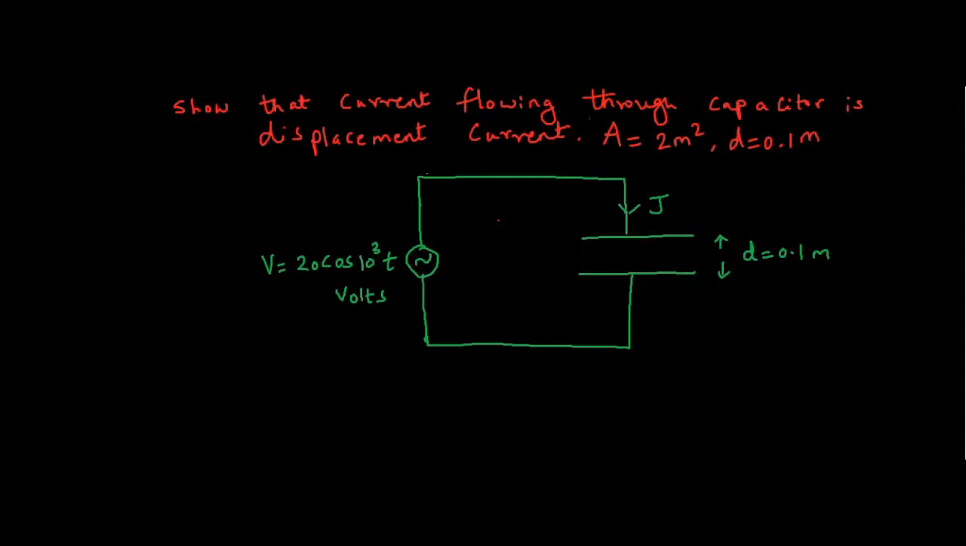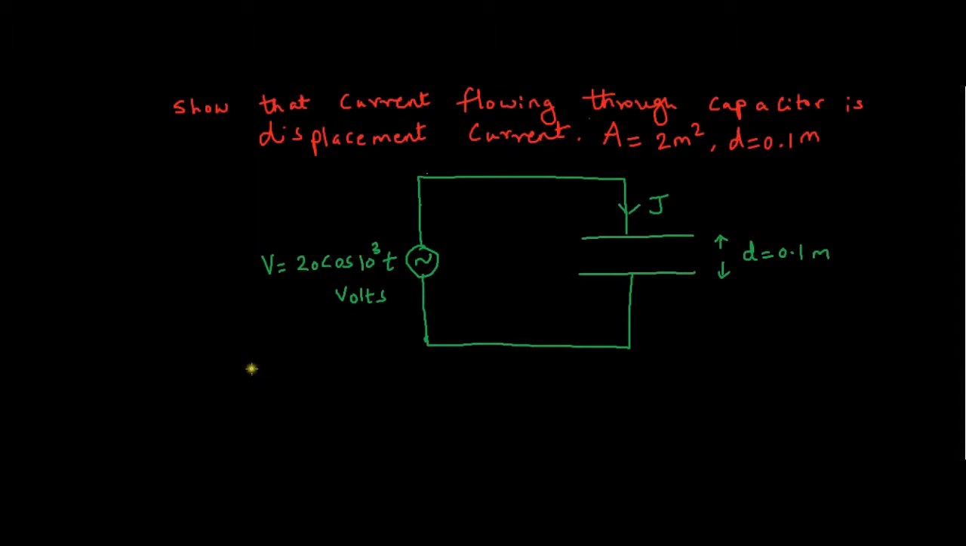In this video we'll show that the current flowing through the capacitor is displacement current. For this we have taken an example here. We have a parallel plate capacitor with area of the plate equal to 2 meter square and distance between the plates 0.1 meter. For this capacitor we have applied a voltage of 20 cos 10 cube t. That is, voltage is not constant, it is dependent on time.